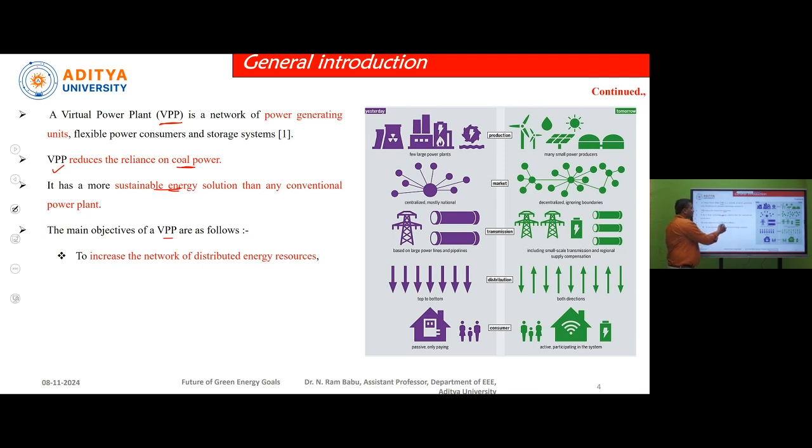And the main objective of the virtual power plant is to increase the network of distributed energy systems. Earlier, in the previous case, we had a centralized network system, which you can observe in this. Now, with the help of this virtual power plant, we will have a decentralized network system. So if you observe the difference between these, here we have given yesterday's part. That means a conventional power system where larger power plants are utilized, and these power plants generate energy from coal.